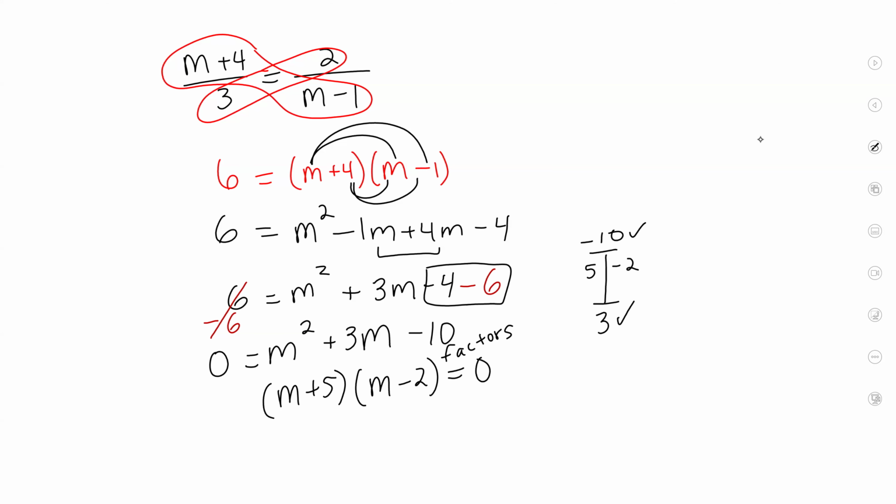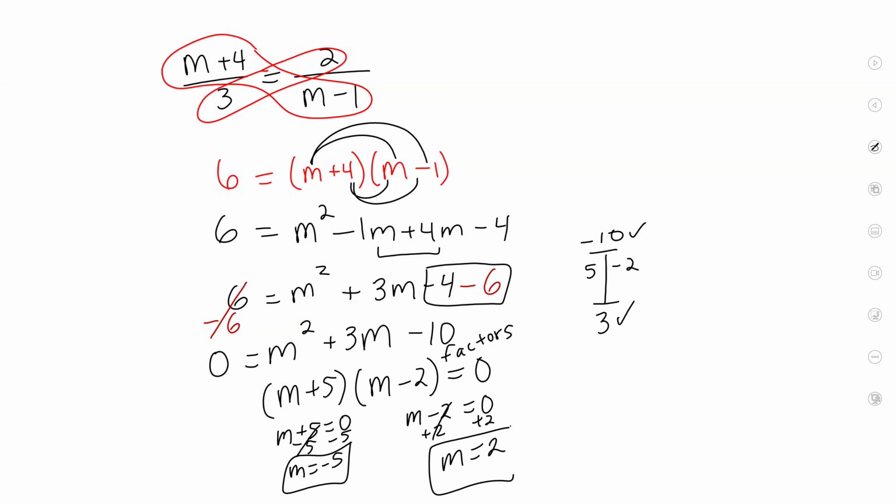Exactly, set them both equal to 0 and solve. So this first one, subtract 5, you get m is -5. M minus 2 equals 0, add 2 to both sides, you'll get m is 2. So these are your two answers.